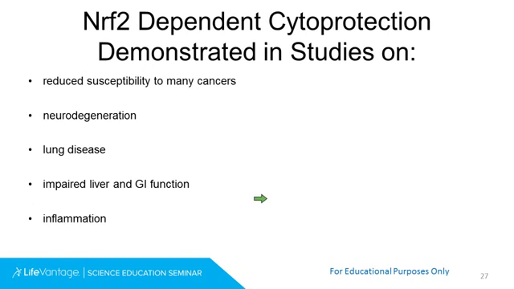There have been studies with NRF2 activating compounds looking at cell protection in a variety of different conditions. Decreased susceptibility to cancers, many different types of cancers, protection from neurodegenerative diseases like Parkinson's and Alzheimer's, protection of lungs and lung disease, protection of the liver and the GI tract, and reduction in inflammation.